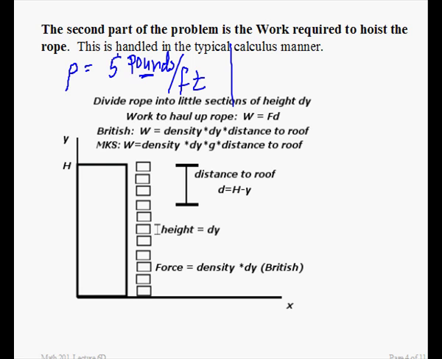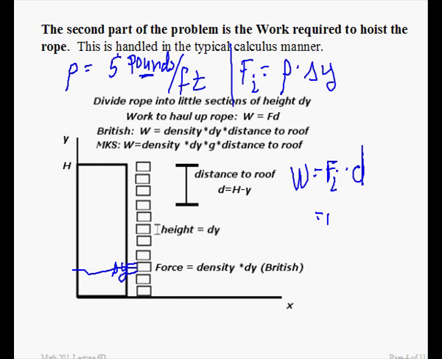So in each section, let's say this section right here, I calculate the force, which is going to be the density in the section times delta y. Delta y is the width of each one of these little sections. Then I need to calculate the work in each section. That would be the force times the displacement. And what is the displacement? It's the distance that it's going to go to the top of the roof, which is the height of the roof, 350, minus yi, where yi is the location of that little section.